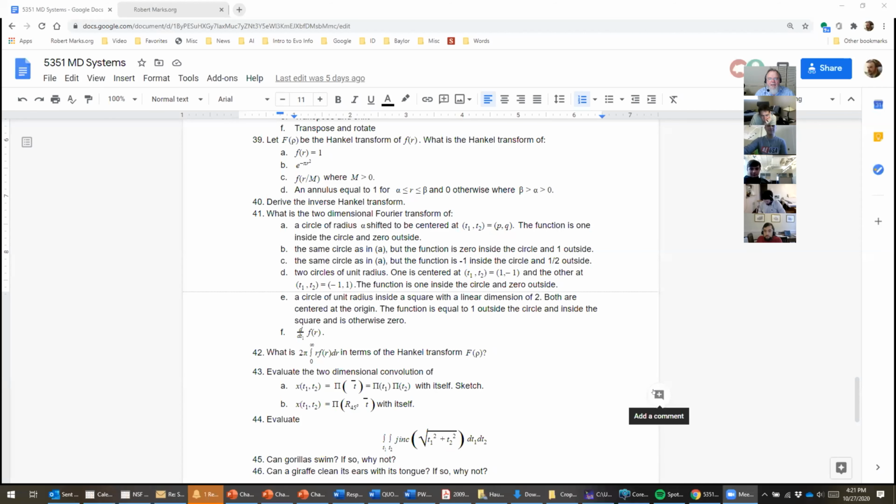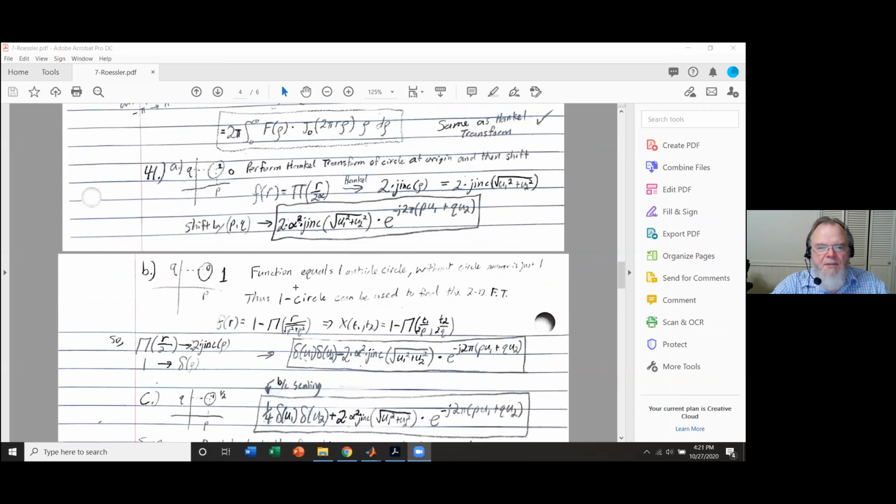Okay, the same as A, but the function inside is 0 inside the circle and 1 outside. Justin, did you get this one? Yes, I did. Okay, go ahead and do that one. We'll make it a double here. This one is very simple once you know what to do, right?